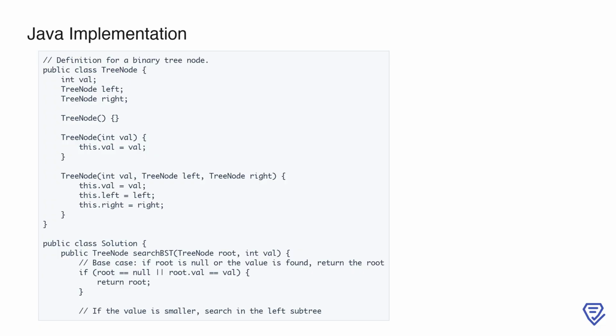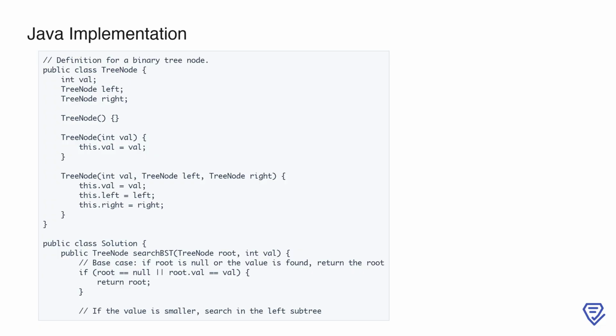We provide three constructors: a default constructor, one that initializes the node with just a value, and another that initializes the node with a value and pointers to both its left and right children. Next, we define the Solution class and the searchBST method. This method takes two parameters: the root node of the tree and the target value we want to search for.